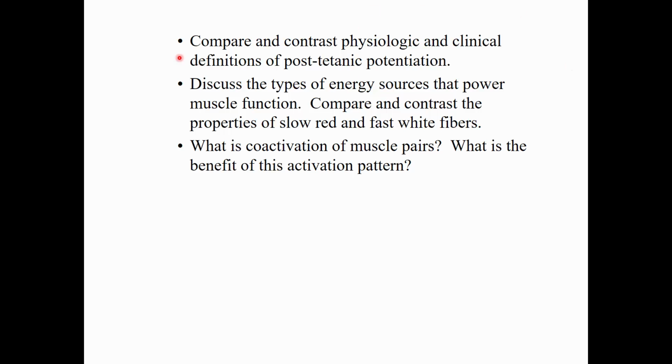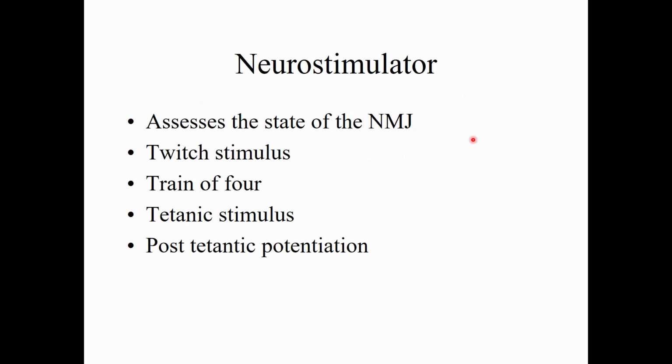Okay, let's go on, and I'm going to introduce the idea of a stimulator at the neuromuscular junction. We're going to talk about the energy sources for muscle, and we're going to talk about co-activation and use of antagonistic muscle pairs.